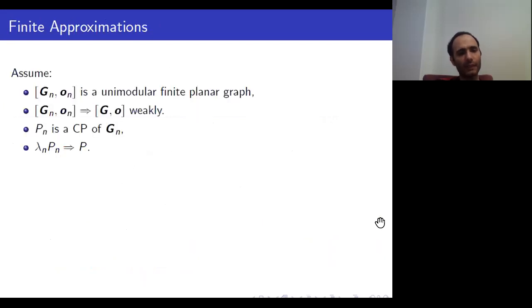The tool to prove this is to approximate the graph by finite graphs. Assume that we have a sequence of finite unimodular graphs that converge to our unimodular graph. And we have a circle packing of the finite graph that after scaling converges to some circle packing of G. For example, you can scale it such that the radius of the root is 1.